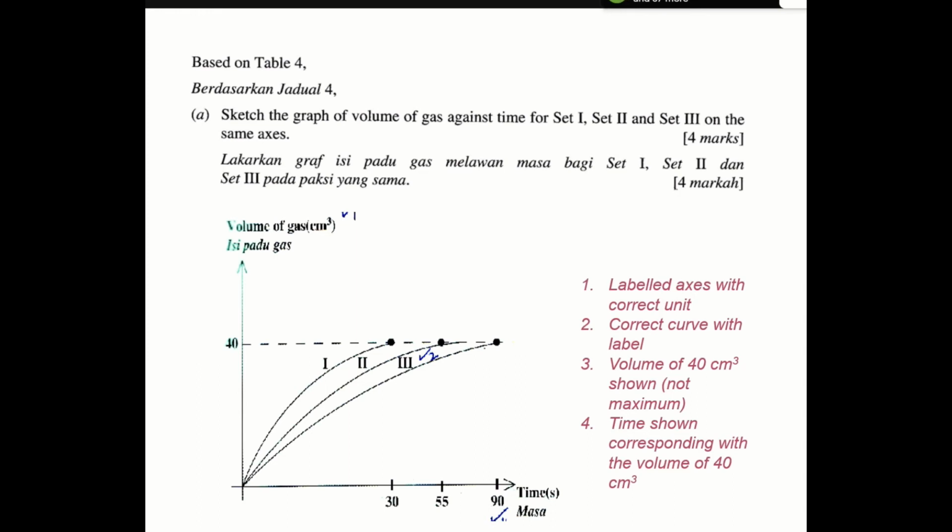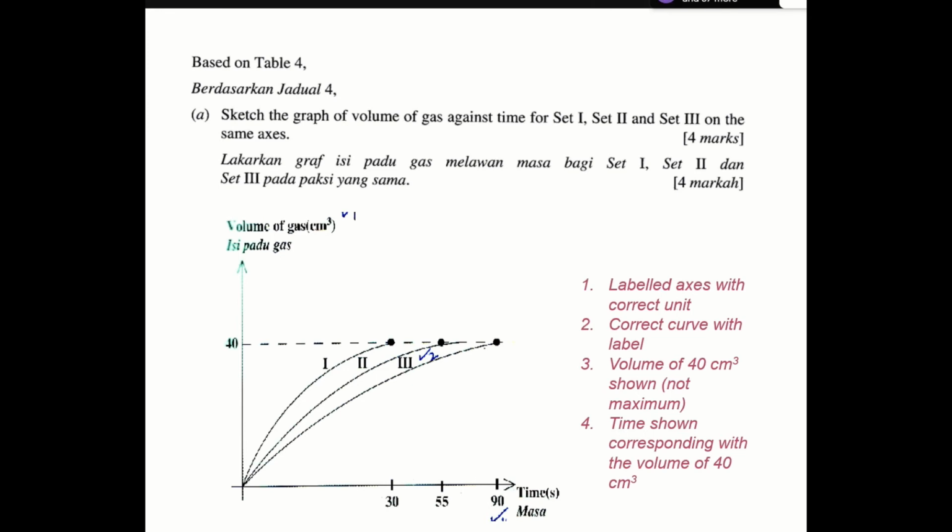So a dashed line, then the last one, you're going to come out with the time shown corresponding with the volume 40 centimeter cubed. So for the correct curve, you're going to label 1, 2, 3. Then after that, you write down 40. The last one must correspond to the time. So label 30, 55, and 90. Okay, so don't draw the line until it is constant. Don't draw it because the reaction is not yet complete.